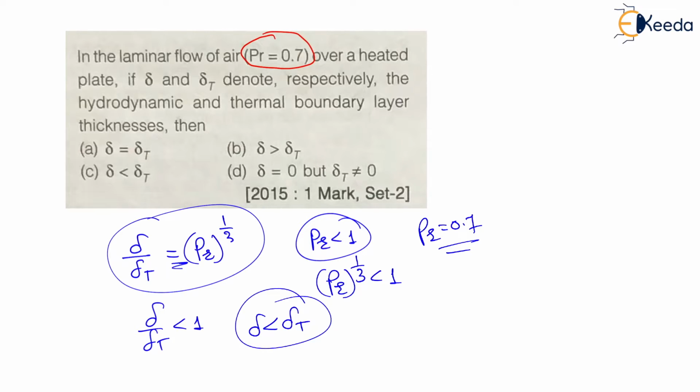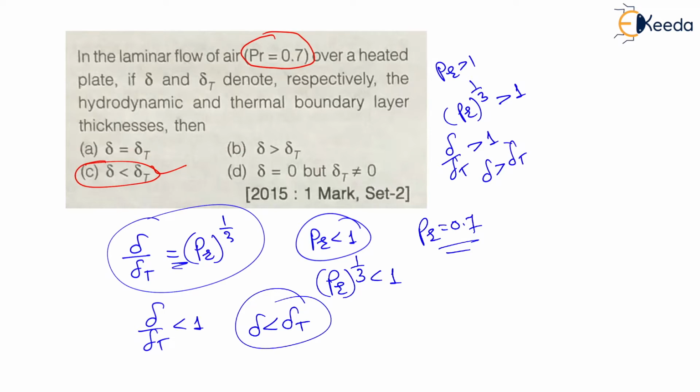Right. Therefore, my dear students, for this question, option C is a correct choice. Now, my dear students, again they can ask you a question like this. If Prandtl number is more than 1, then Prandtl number to the power 1 by 3 is more than 1, because more than 1 to the power anything is always more than 1. Therefore, here this delta divided by delta T becomes more than 1. Therefore, this delta will become more than delta T.